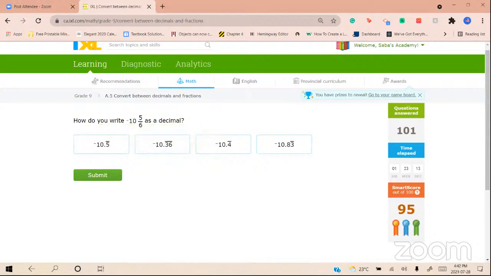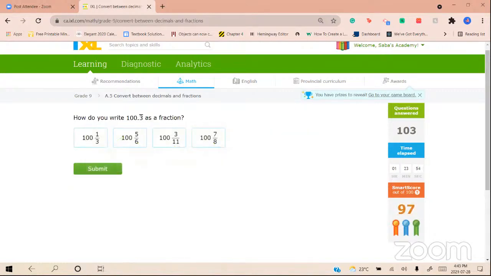How would you write negative 10 and 5 over 6 as a decimal? Like the last one. Very good. How would you write 2 and 4 over 9 as a decimal? Like the last one. Excellent.